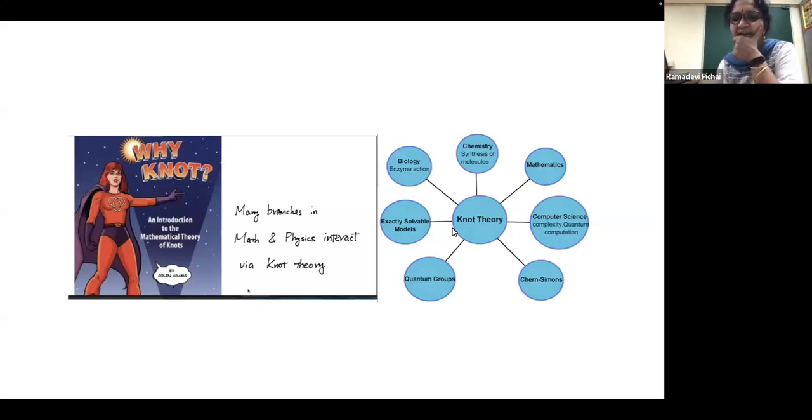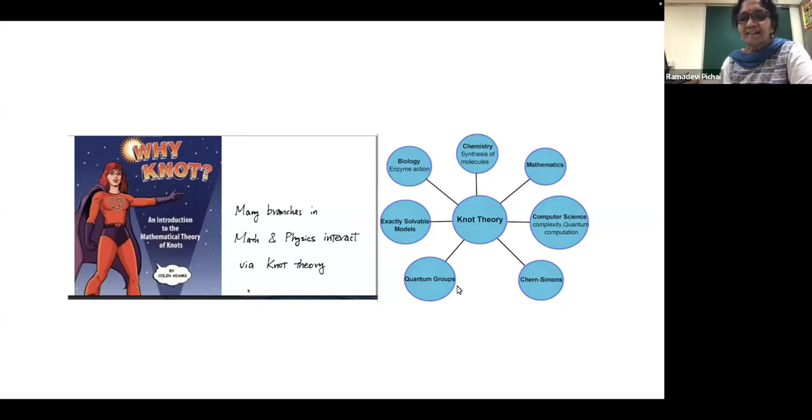Within physics, we have exactly solvable models, quantum groups, the Chern-Simons field theory way of looking at knot theory. Computer scientists are interested in looking at complexity issues of various problems, like how many scissor cuts are required to make a complicated entangled set of many curves become simple single loops. So they do relate it to satisfiability, or the 3-SAT problem, or NP-hard, NP-complete kinds of issues. Mathematicians, of course, have been working on knot theory for the last century. So they have been looking at formal aspects of topology.